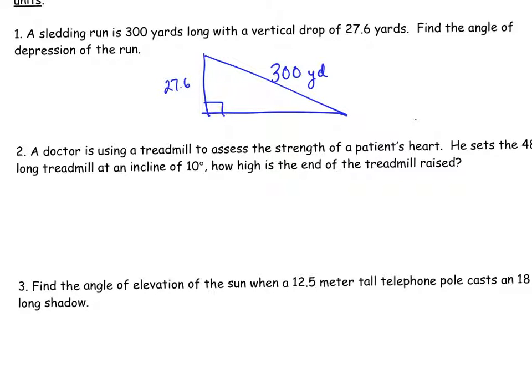Then it says, what is the angle of depression? Class, let's talk about that. Which one is it? The angle of depression is created from the top straight out. But we know the angle of depression is congruent to the angle of elevation. So that's really this angle right there.